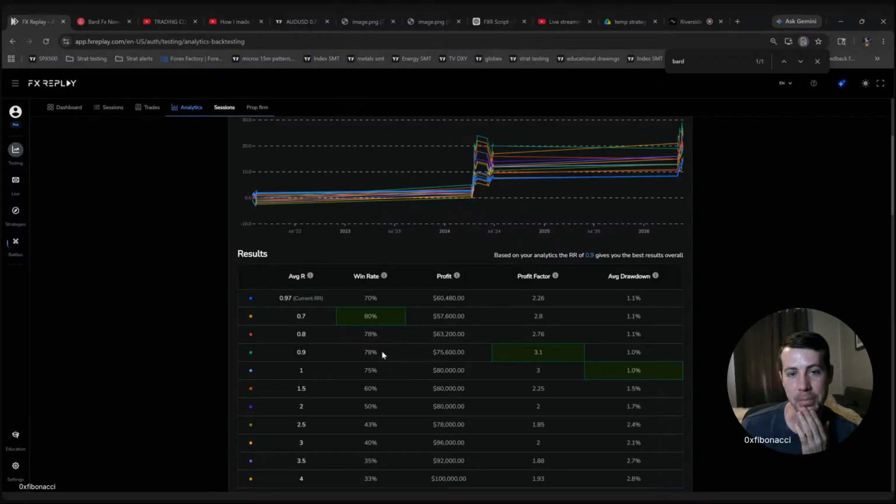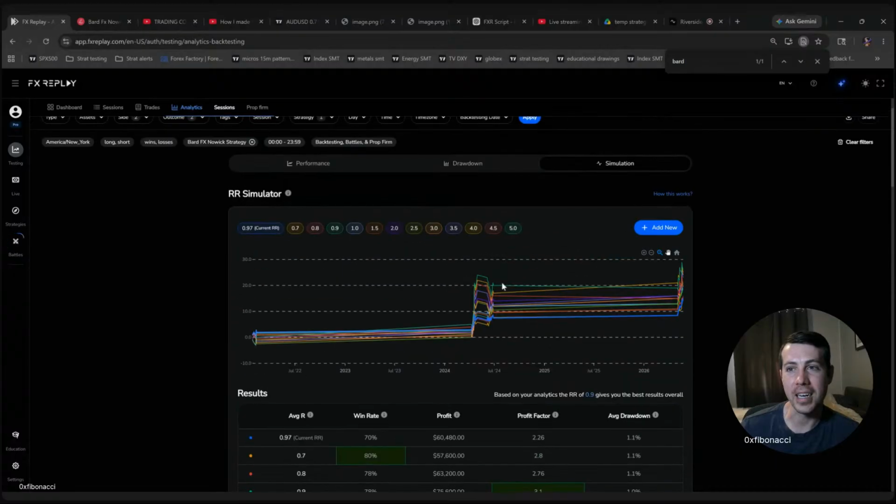So you could really play around with this, fine tune if you're trying to find the most optimal level. But again, it doesn't include spreads. So 1R may just be simpler. That's what Bard uses. He's been trading it, so honestly, not a huge difference. It might be better just to stick to 1R. But you can see the results for negative RR here as well.